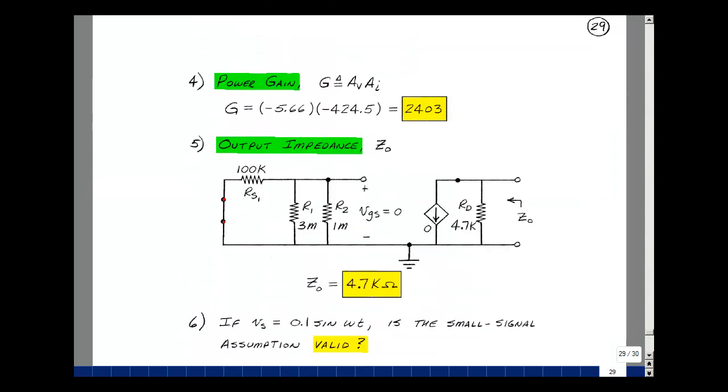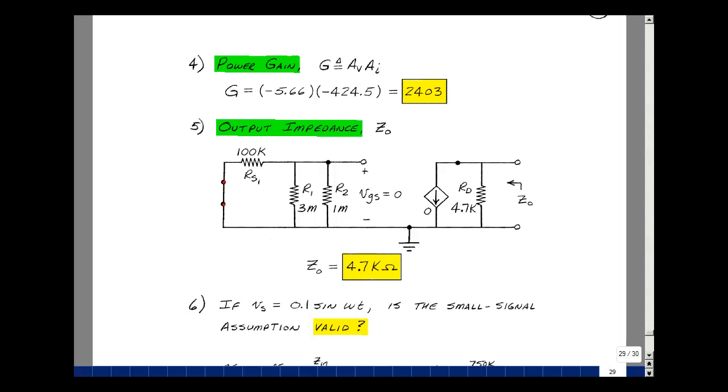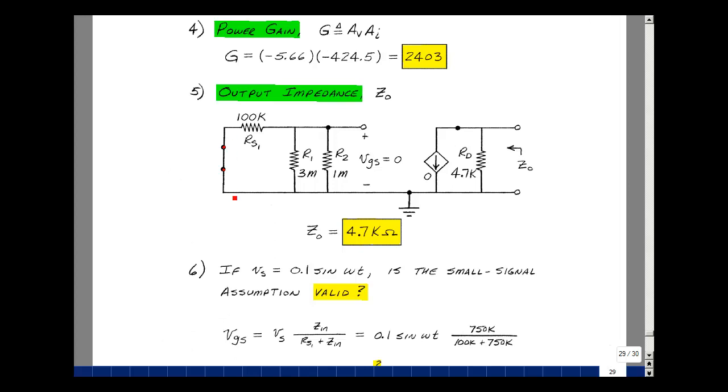Our power gain is the product of the voltage and current gain. That's 2,403, a very large number because of that large current gain. And lastly, what's the output impedance? Set all the independent sources equal to 0, take the load off, and look back into it.